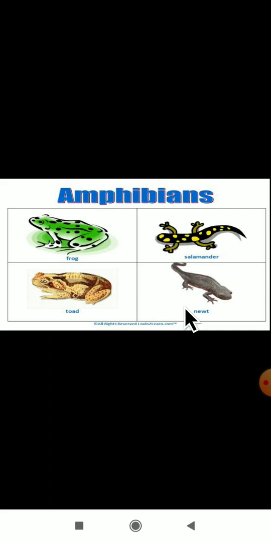Yes, dear students, today what did we study? We have studied about the aquatic animals and amphibians. I hope you have understood the meaning and the examples of aquatic animals and amphibians, and how they will breathe also, and how the movement will take place in these animals.